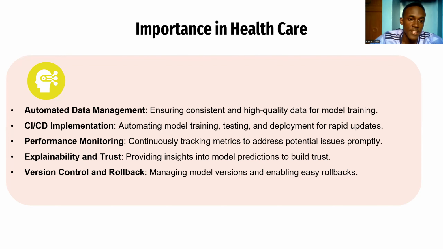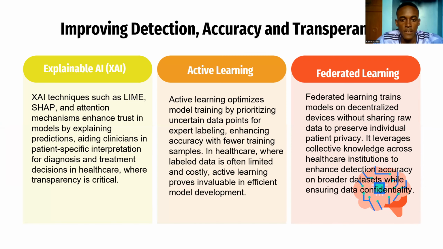And the importance in healthcare: there is automated data management, ensuring high quality data. There is CI and CD, continuous integration, continuous deployment, automating model training, testing, and deployment for rapid updates. There is performance monitoring, there is explainability and trust, providing insights into the model predictions to build trust, and version control or rollbacks, managing model versions and enabling easy rollbacks. Rollback is when there is an error and they try to revert the code.